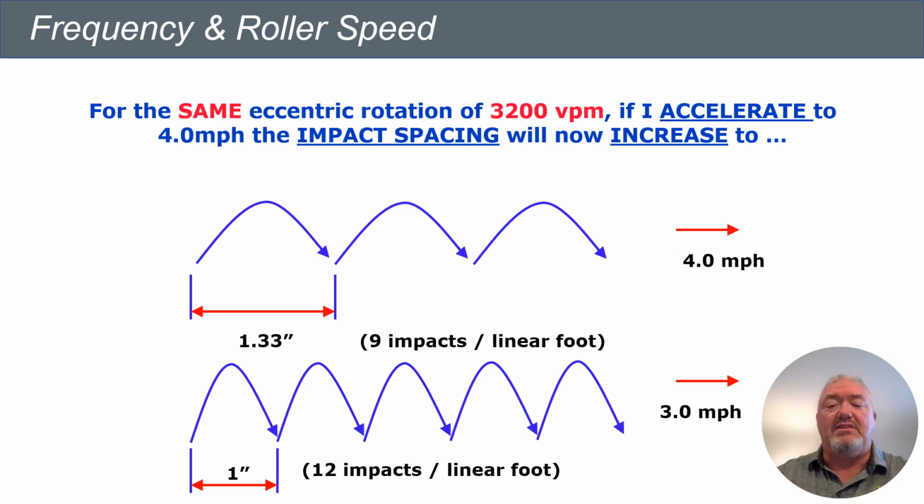And what that means is, if anybody knows what IRI is, that's the International Roughness Index. That's how they measure smoothness of pavements. If you start running below 10 impacts per foot, that will actually start showing up in the IRI results. And you do not want to do that. So 12 to 16 impacts is very key.